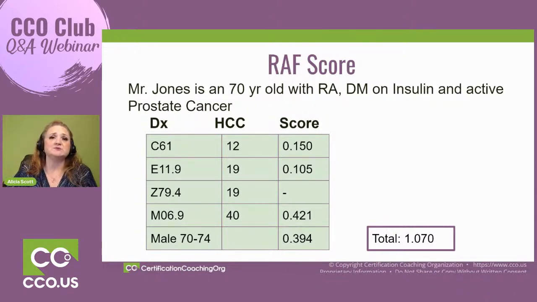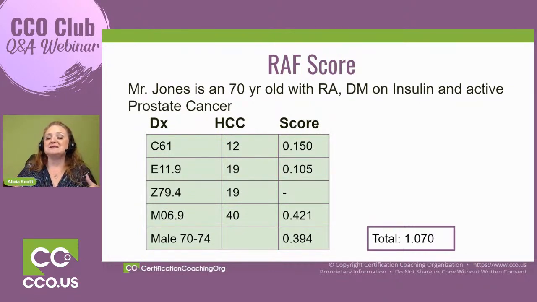So we have diabetes. We don't know what type. It's an E11.9, carries a 19, 0.105. And then insulin, Z79.4, it's also a 19, and you don't get a score for that. So that's a red flag, and you're saying, wait a minute, it does carry a score. Well, actually, it does. Z79.4.